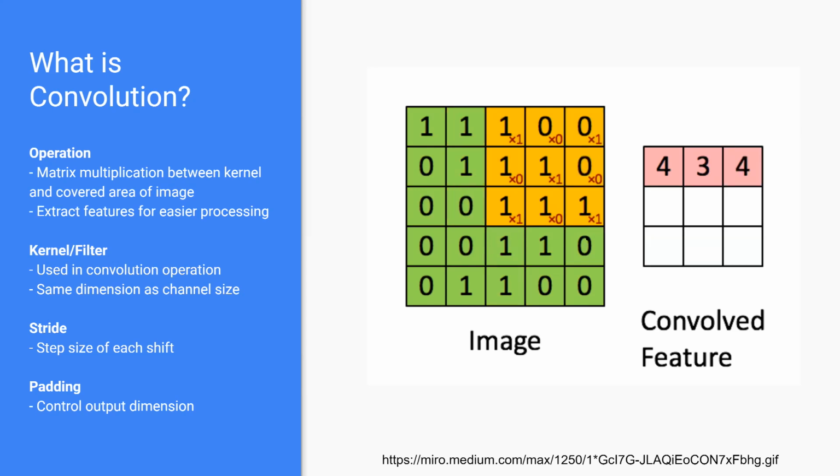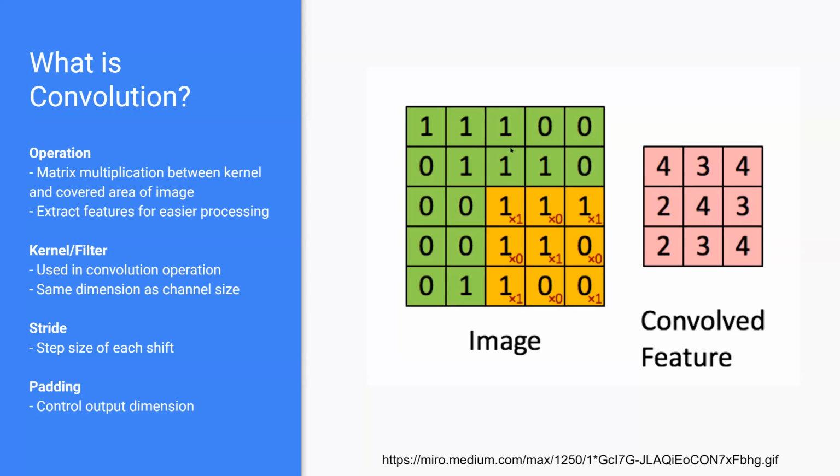But here we're just looking at the two-dimensional space. So you can see the kernel moves across the image and it performs matrix multiplication, and the output is shown here. Then you can see after you have this image before, and then you have this after, this convolved feature. So you can see the key features have been extracted, and this would allow for easier processing.